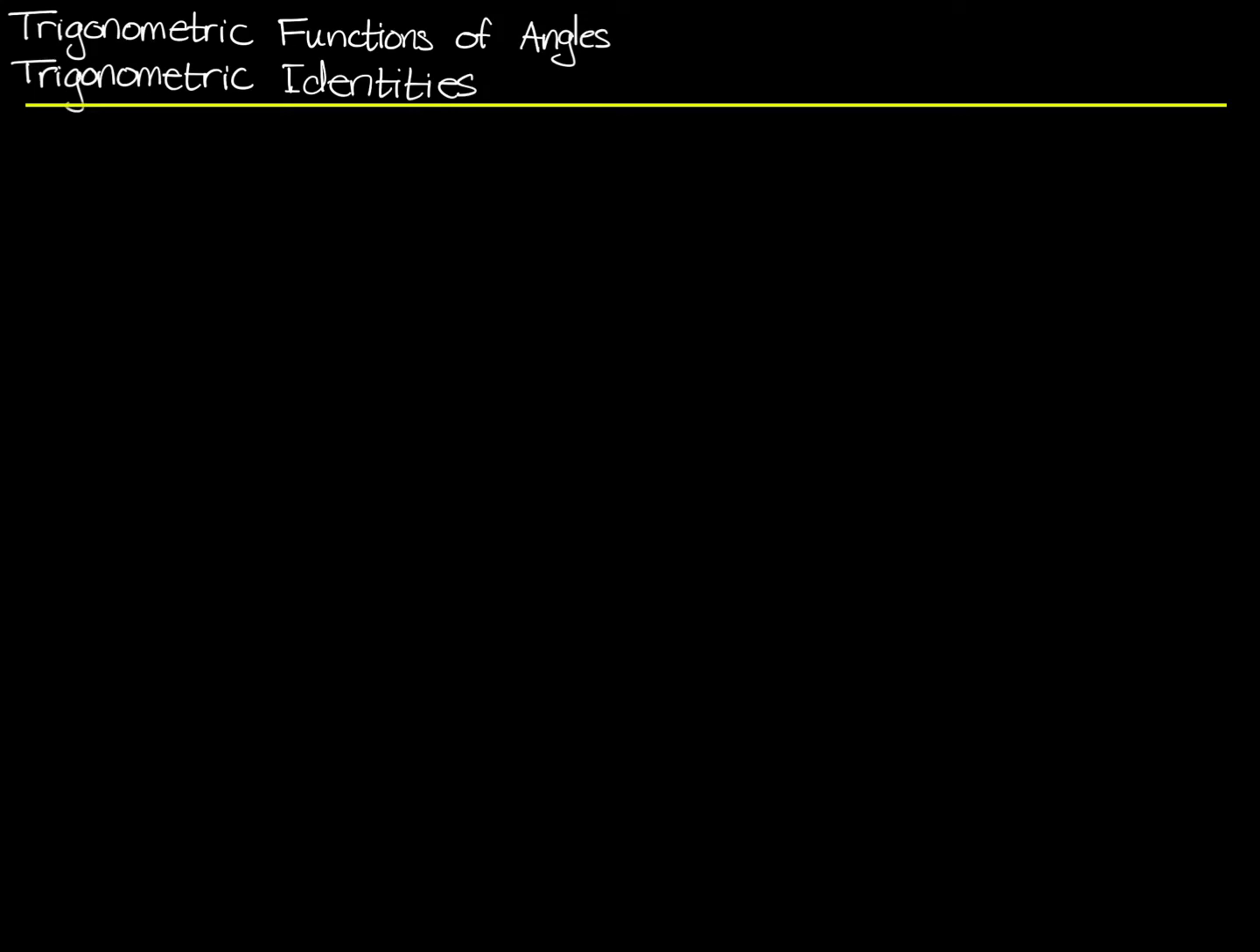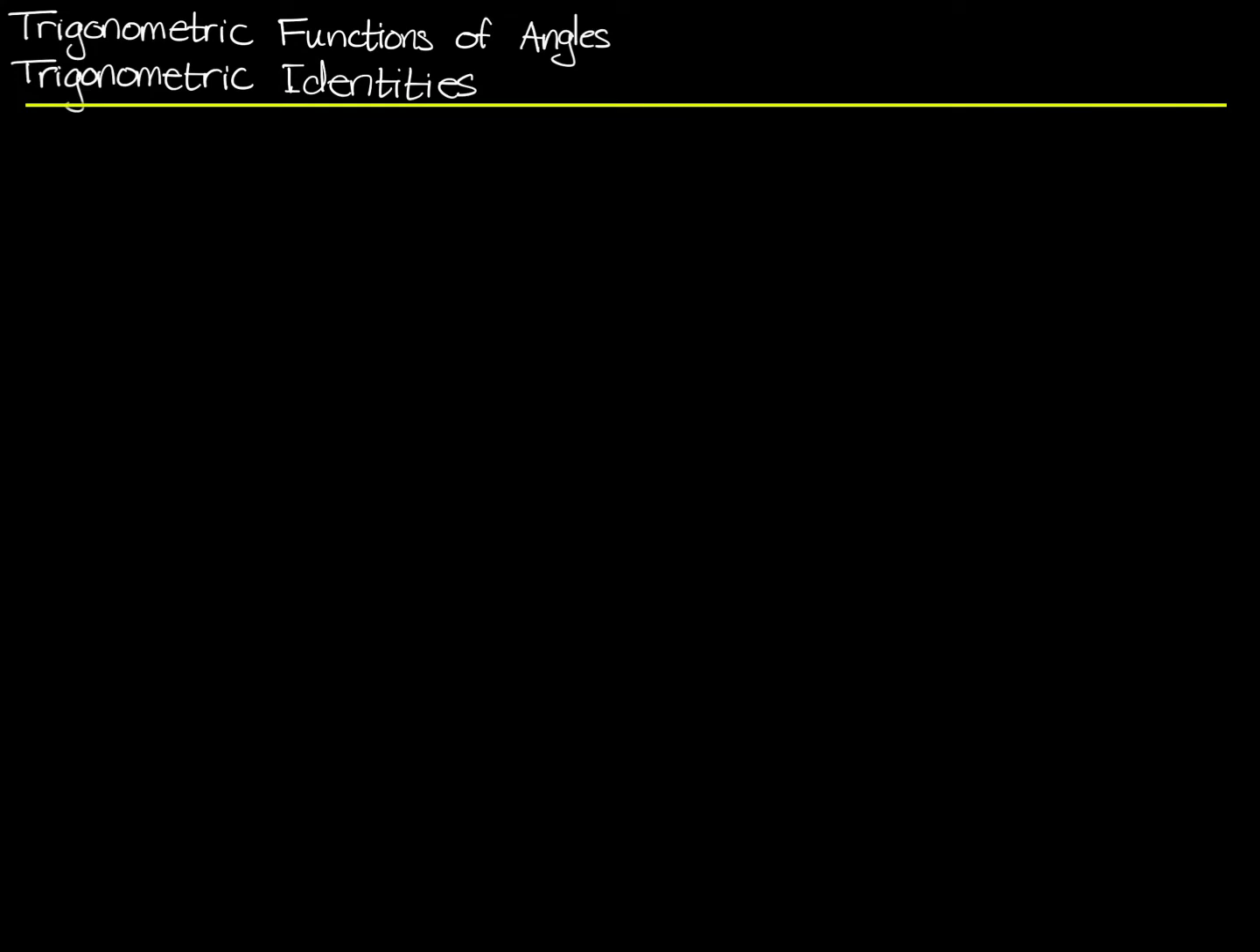In the last video, we looked at trigonometric functions of angles, even if they're bigger than 90 degrees. In this video, we're going to be looking at trigonometric identities. At first, these two ideas might seem kind of disconnected from one another. You could be forgiven for thinking that they're kind of unrelated. But actually, as we'll see in the not too distant future, they are actually related.